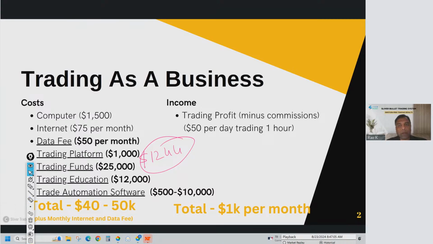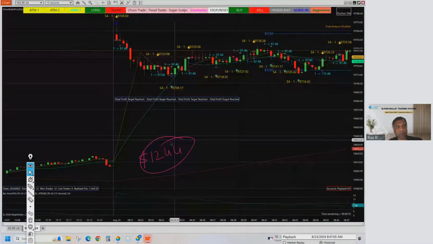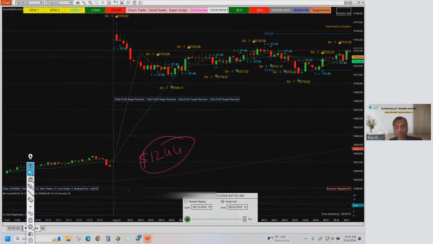And one more thing I want to go back to here. How long did it take? How long did it take us? So we made $1,244 in 17 minutes. In 17 minutes. So we started trading at 8:30 and we traded till 8:47. So in 17 minutes, it gave us $1,244.